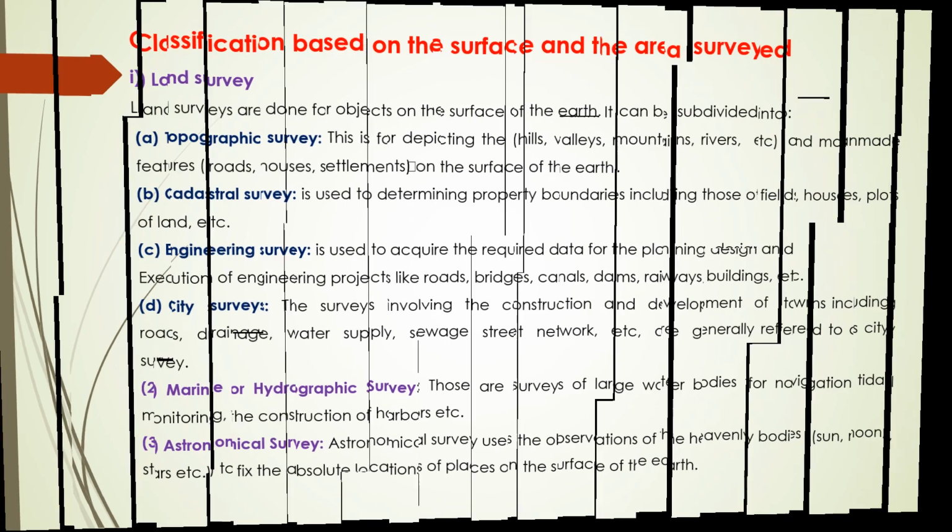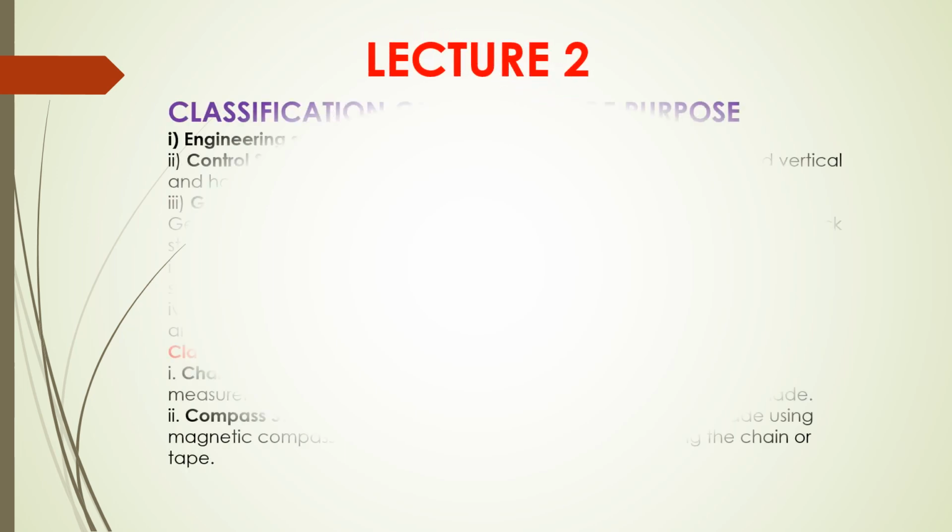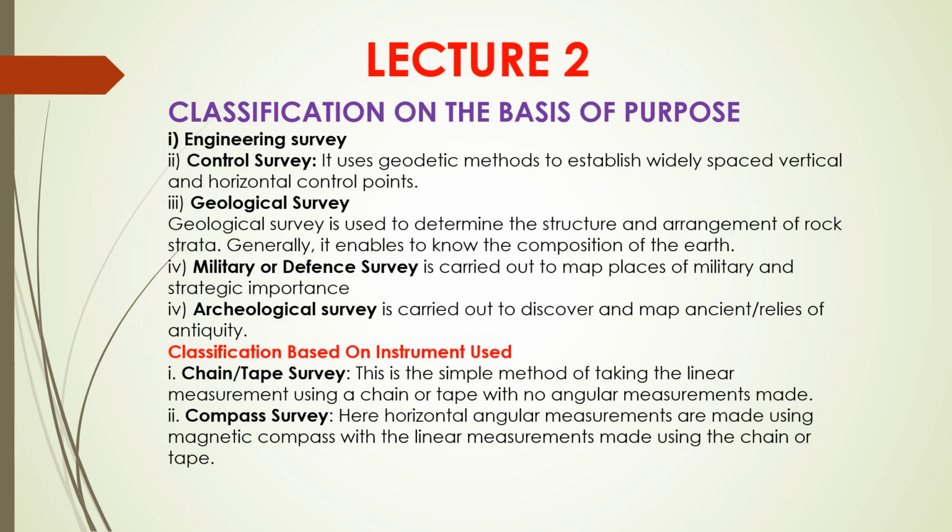We are done with lecture 1. So lecture 2, classification on the basis of purpose. The first one is engineering survey. Under engineering, we have 4 classifications. The first one is control survey, geological survey, military or defense survey, archaeological survey.